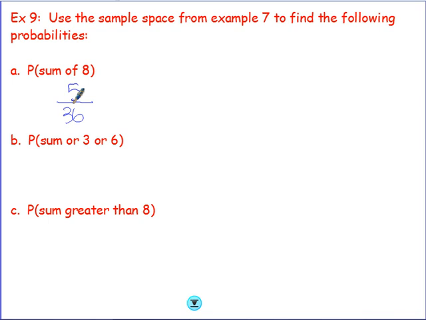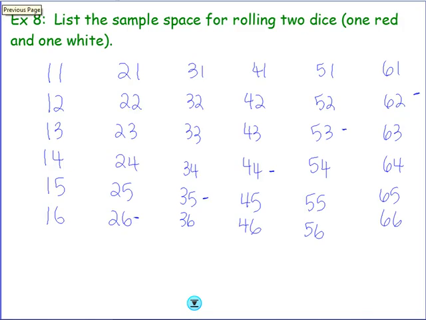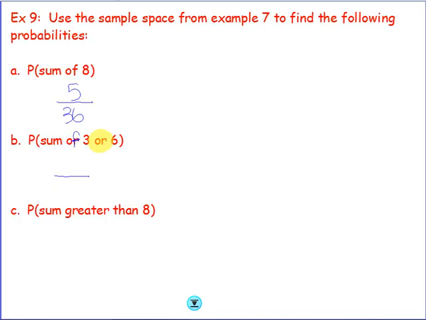A sum of 3 or 6. There's a key word: or. We know or means add them up, 3 or 6. So we're looking for 3's first. I look down the first list, there's a 3. No more. Look down the second list, there's a 3. And then the rest of them start off too high. So we have 2 out of 36. We are adding that to the 6's.